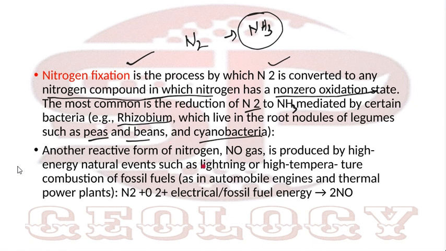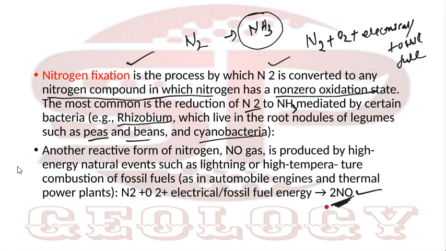Another nitrogen fixation process is N2 plus O2 plus electrical or fossil fuel energy, which will convert to 2NO. It is a process by which N2 can attain a non-zero condition, so that's why it is also nitrogen fixation. Nitrogen fixation is not always performed by organisms.